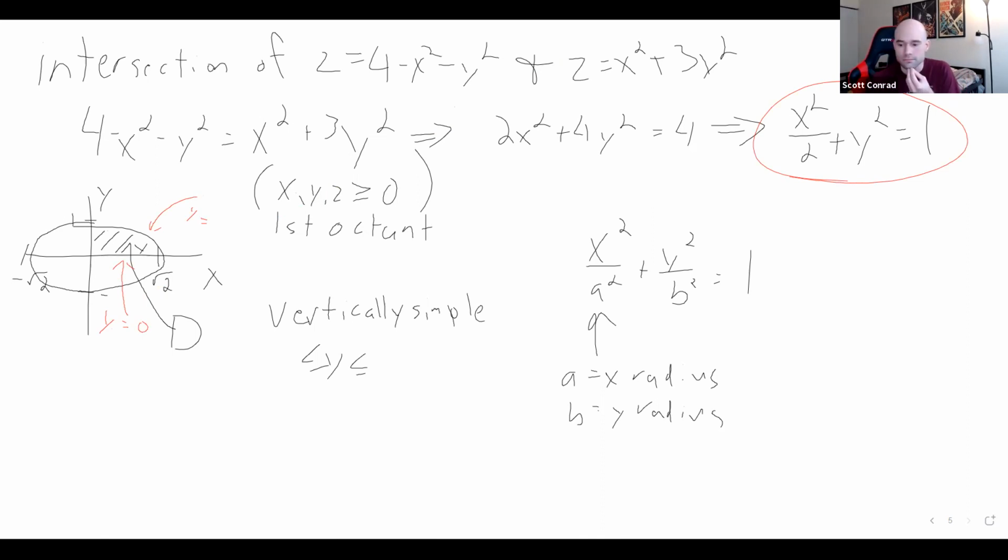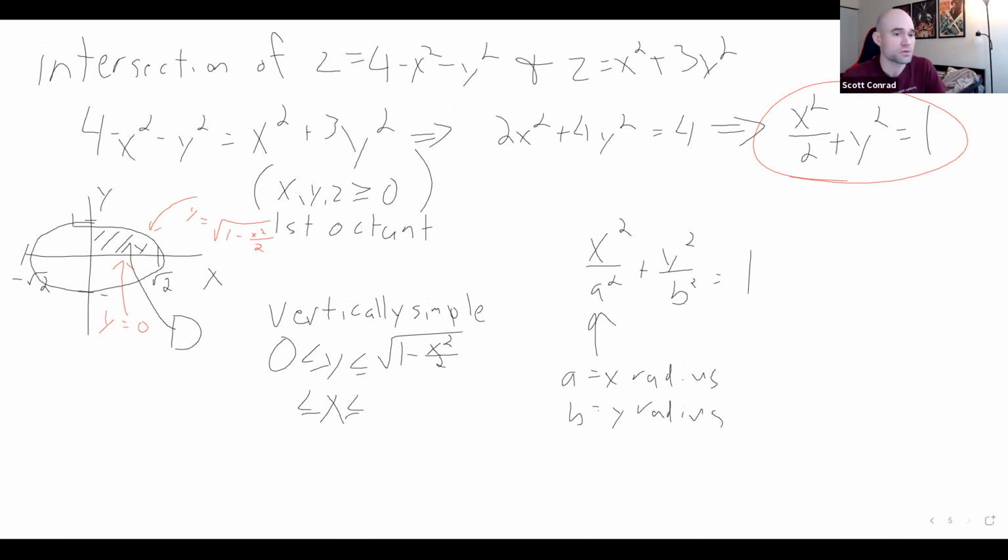So then just get y by itself and take the positive branch of the square root. So this is going to be y equals the square root of (1 minus x squared over 2). So y goes from y equals 0 to y equals square root of (1 minus x squared over 2).